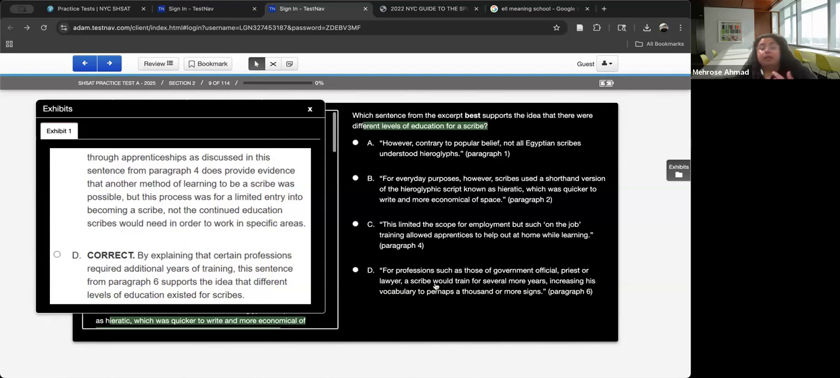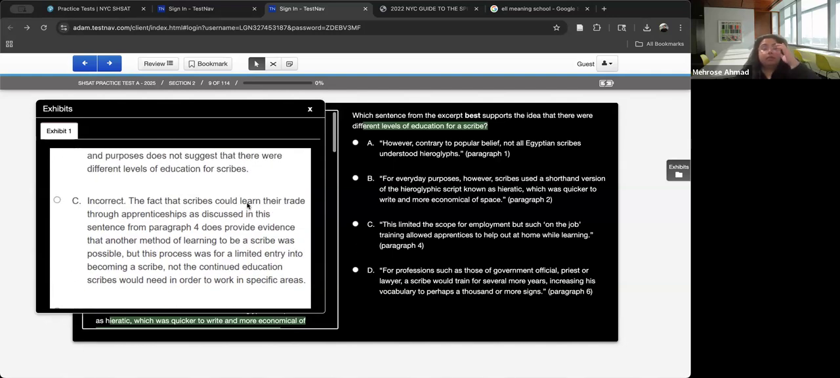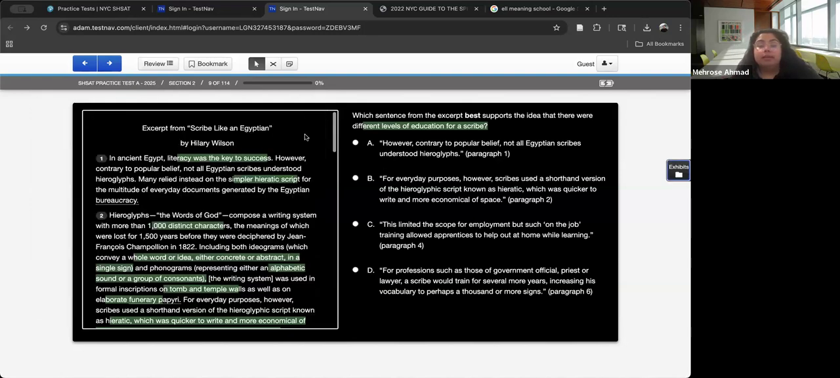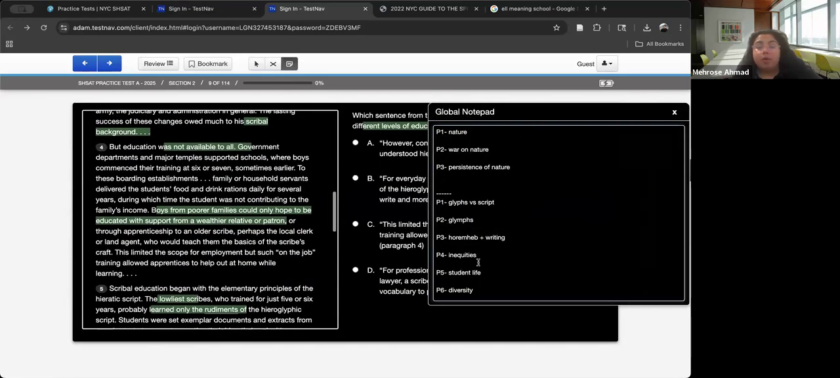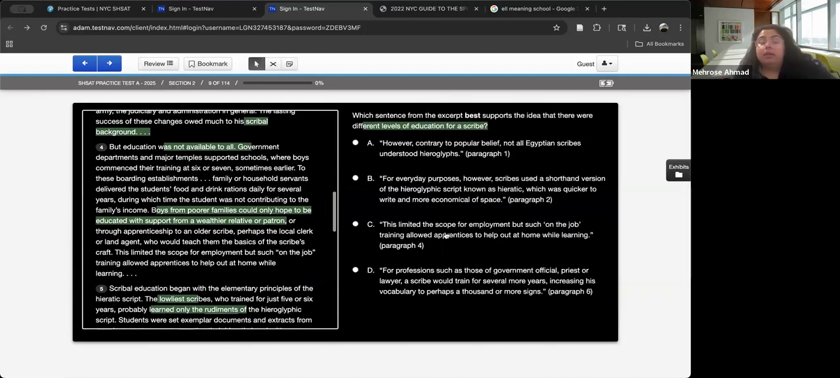Let's look at the rest of the choices. So C is saying this limited the scope for employment, but on-the-job training allowed apprentices to help out at home while learning. This is talking about learning for an apprentice, but it's talking about it in the context of what? That not everyone has the opportunity, right? Look at our global notepad. Paragraph 4 was about what? Paragraph 4 was about the fact that there are unequal opportunities and inequality exists. So in the context of that, it doesn't make sense.